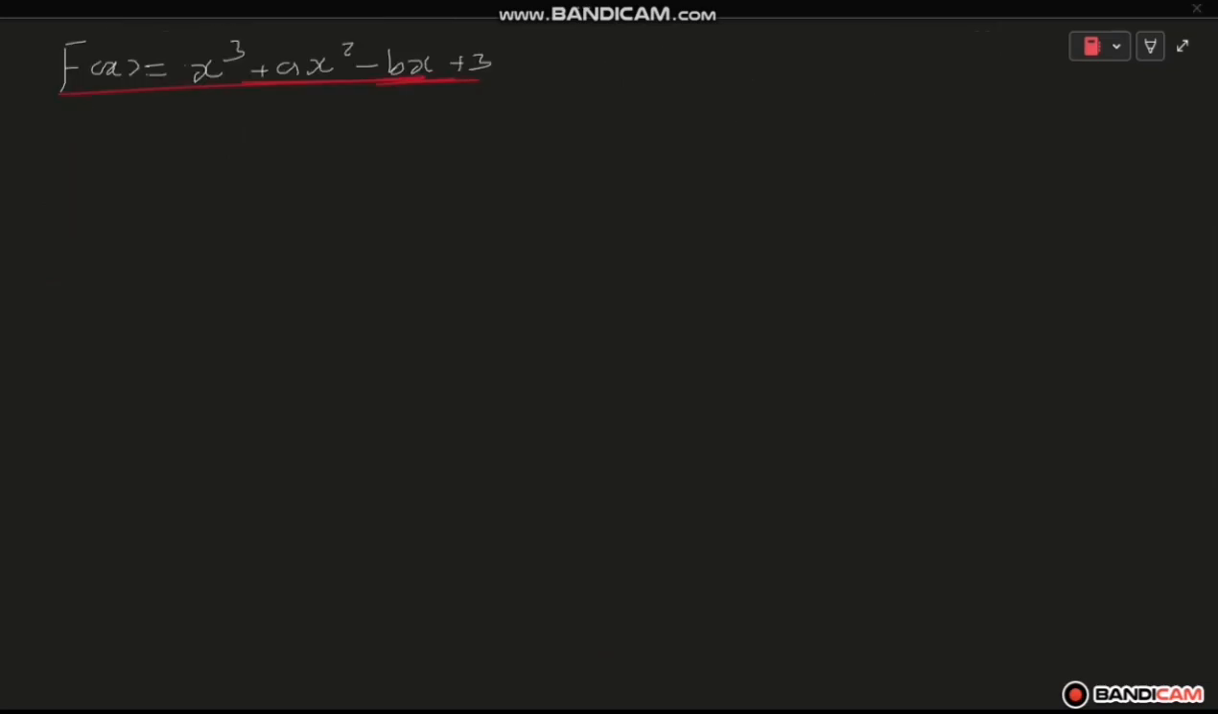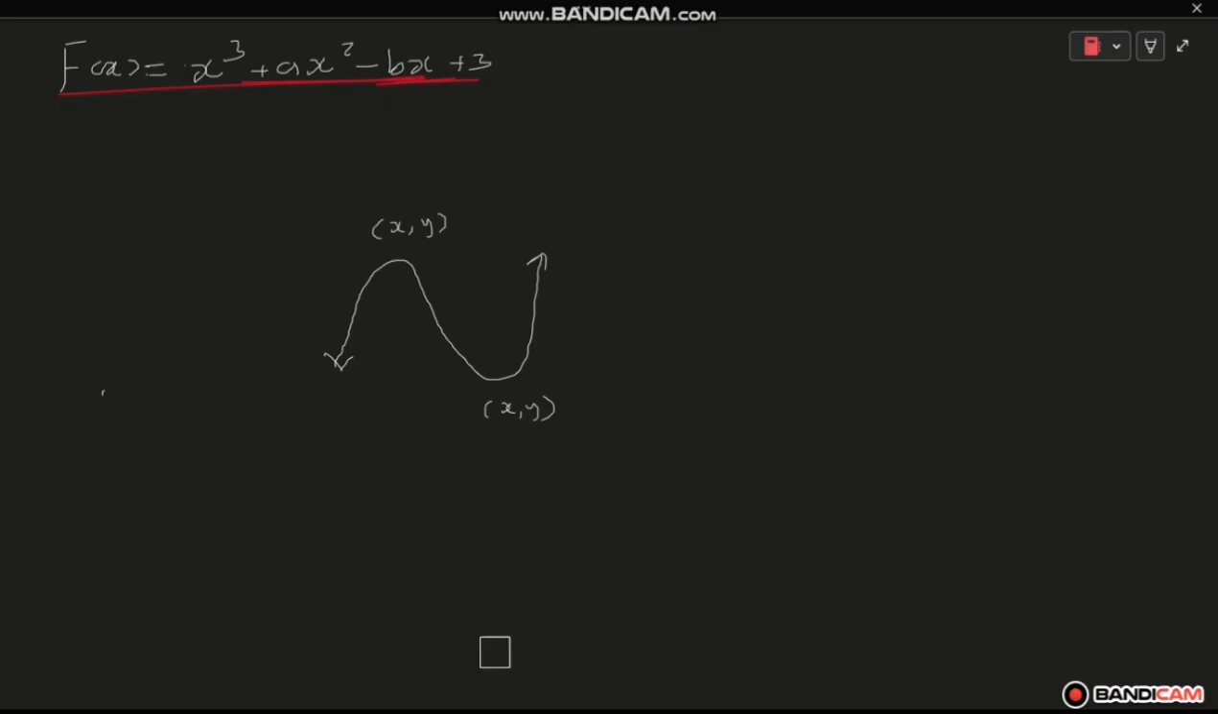Then the second one, let's say you are given f of x as x cubed plus ax squared minus bx plus 3. Then let me just show you by having a graph of a cubic function. Then they want you to show that a equals whatever and b equals whatever value. So this is what you must know. Whenever you are given the turning points here, then they want you to show that a equals 4 or b equals something like that.